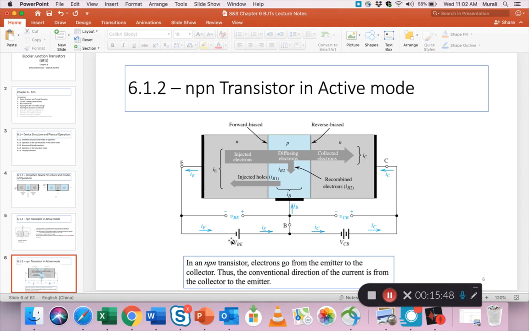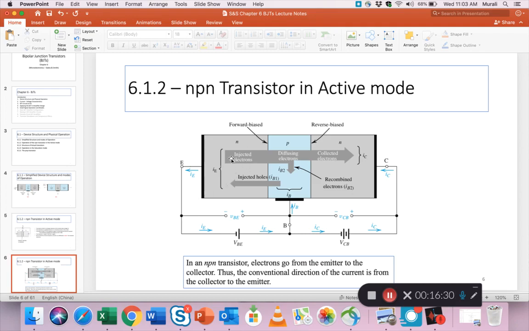A couple other things to remember. In an NPN transistor, electrons go from the emitter to the collector, from here to here. Thus, the conventional direction of the current is from the collector to the emitter. Remember, we have two types of current direction. Generally, when we say the direction is positive, we mean current from the positive battery terminal into the circuit and then into the negative. But that is the exact opposite of how electrons travel; they travel from the negative terminal of the battery. So that's what this note is saying.